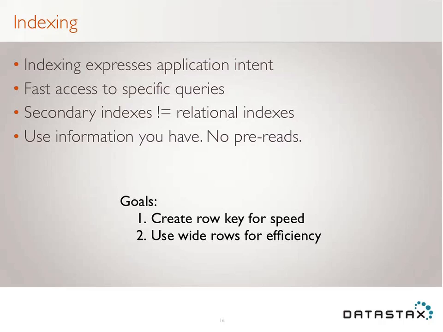So here are our goals with our index. We're going to create a row key that will give us the speed. And we're going to use wide rows for the efficiency, meaning that once you get a row key, you're going to a specific server. That key exists on one server. And then that row exists on that server, and when you use a wide row in the slice, you're minimizing disk seek because you're grabbing it all in one shot. So that's what we want, fast and efficient. Let's go through some examples.